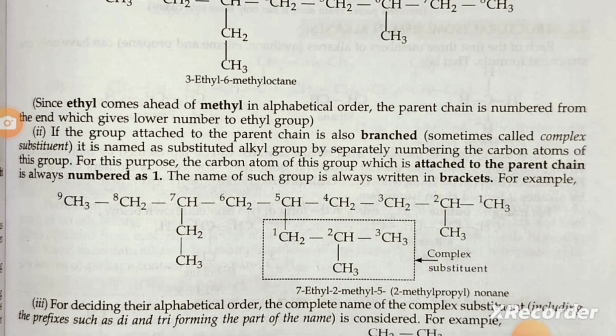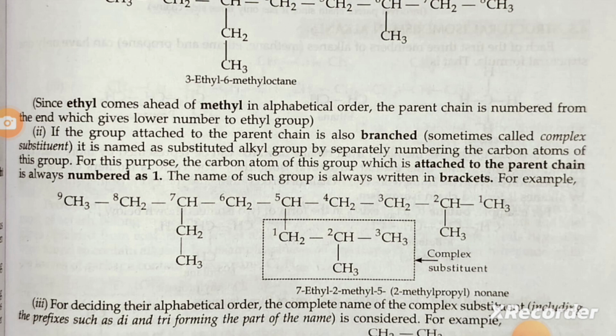Second, if the group attached to the parent chain is also branched, sometimes called a complex substituent, it is named as a substituted alkyl group by separately numbering the carbon atoms of this group. For this purpose, the carbon atom of this group which is attached to the parent chain is always numbered as 1. The name of such a group is always written in brackets. For example, 7-ethyl-2-methyl-5-(2-methylpropyl)nonane.